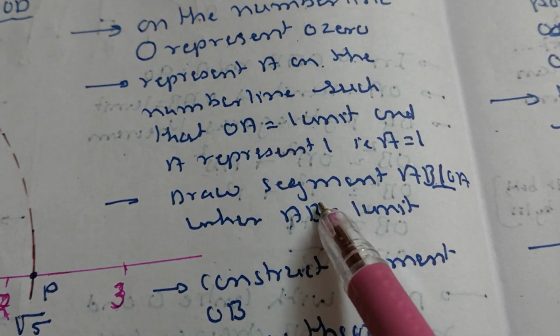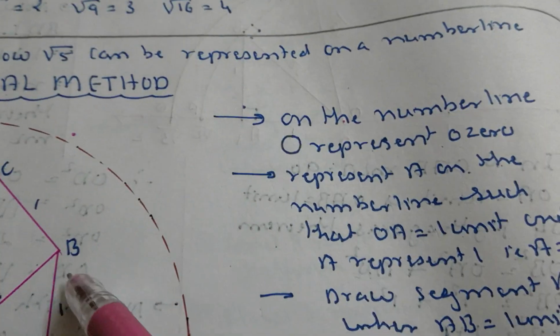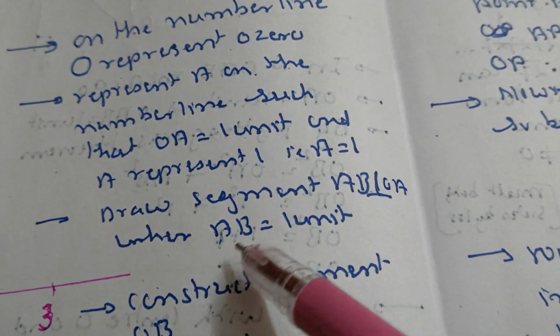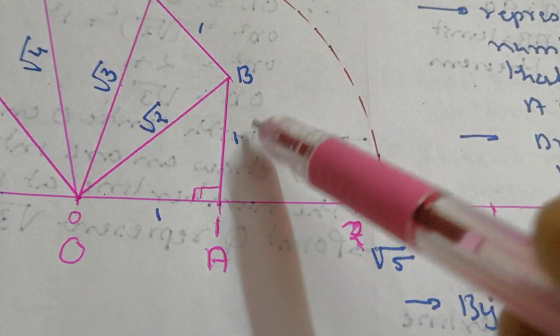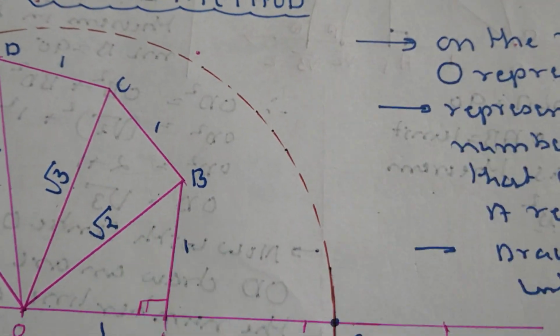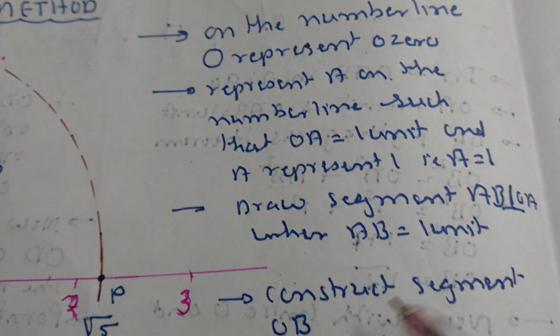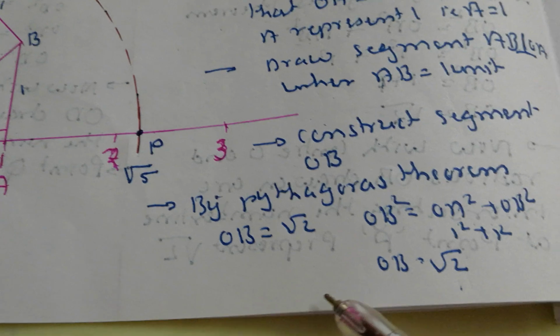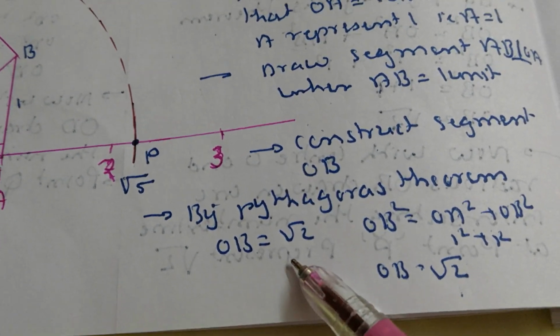Draw a segment AB perpendicular to OA, where AB is equal to 1 unit. So this is the hypotenuse. Drawing OB, now construct segment OB. That I have constructed a segment OB. So by Pythagoras theorem, OB is equal to root 2.